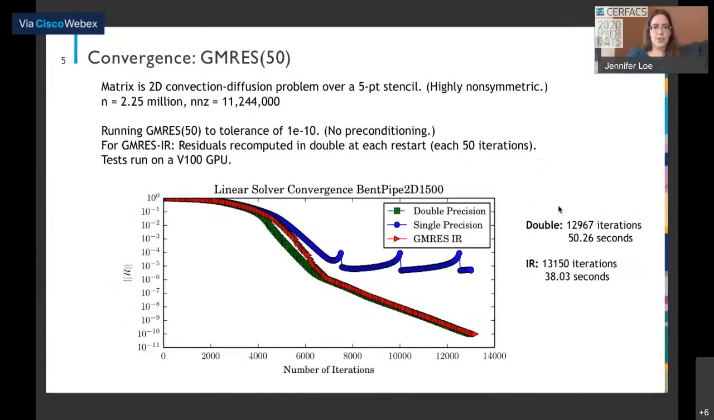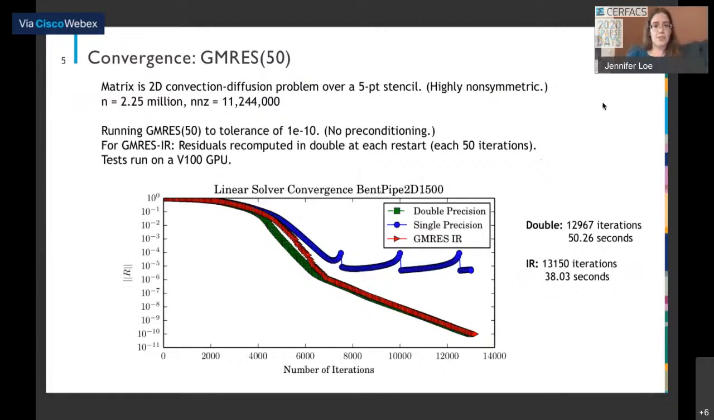What's interesting is to look at the convergence here. I'm using GMRES 50, so restarting GMRES every 50 iterations. I compare double precision GMRES, and a single precision only GMRES just for the sake of comparison. And then with my GMRES-IR, I'm recomputing those residuals in double precision at each restart. So I run GMRES in single precision for 50 iterations, and then I recompute my residuals and my solution update in double precision after those 50 iterations are over. Then I restart GMRES and run in single precision for another 50 iterations.